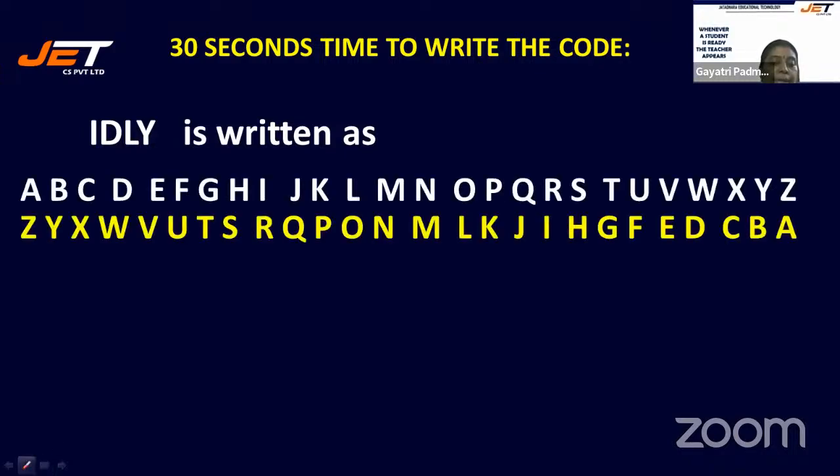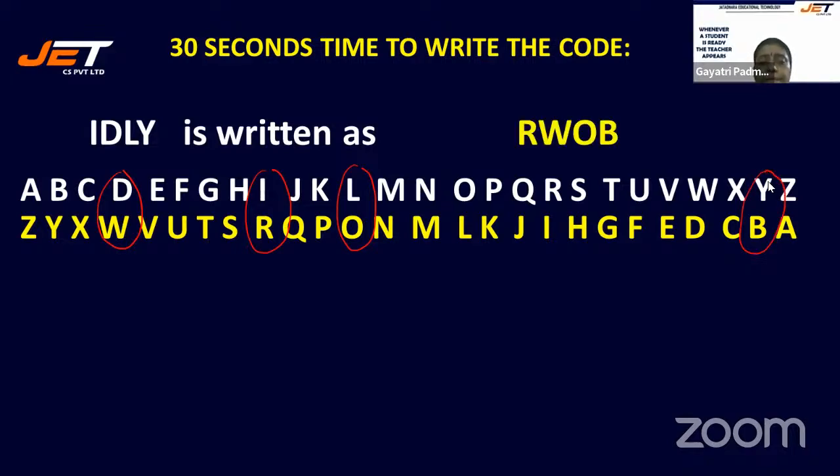Fine. So let us try idli, IDLY. So for idli, for I, it is R. For D, it is W. For L, it is O. And for Y, it is B. Right? So it is RWOB.